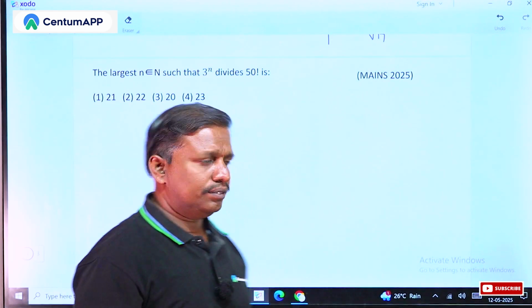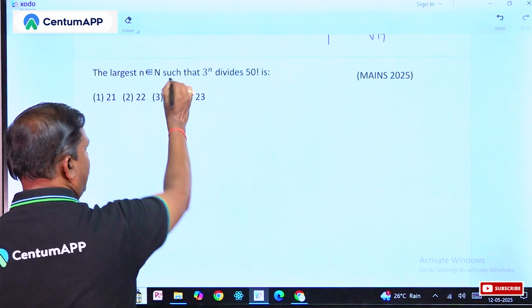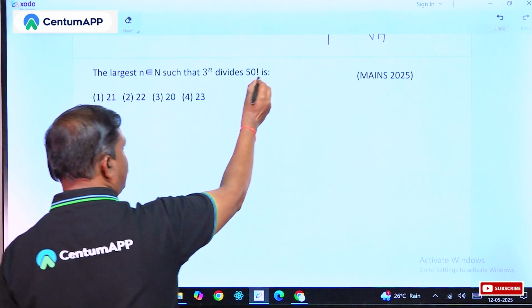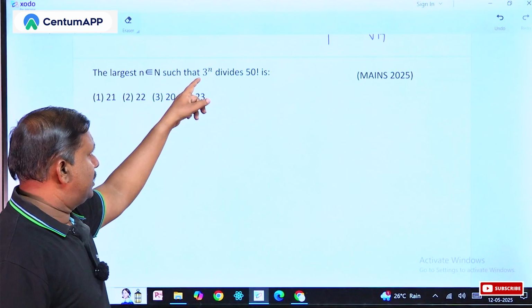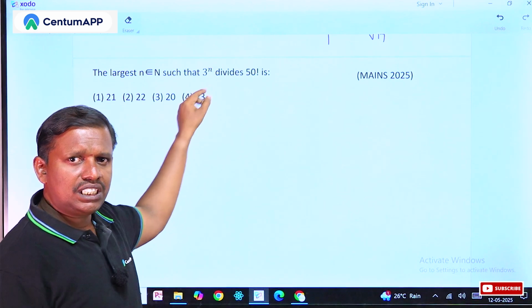See, again, next question. The largest n belonging to the natural numbers such that 3 power n divides 50 factorial is. See here, they asked 50 factorial divided by 3 power n. What is the n value?